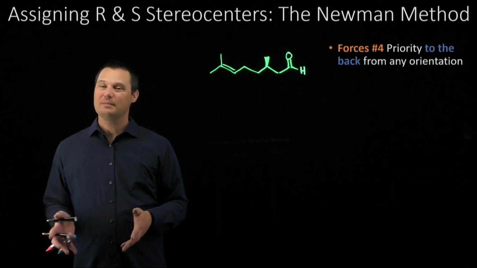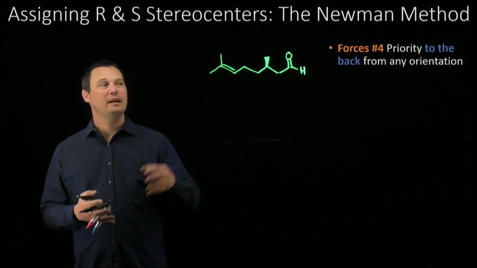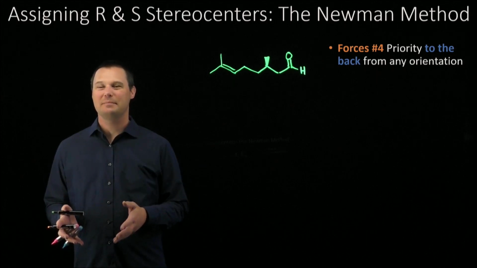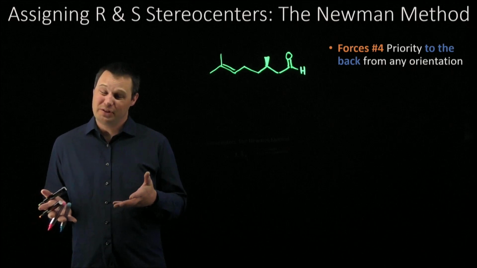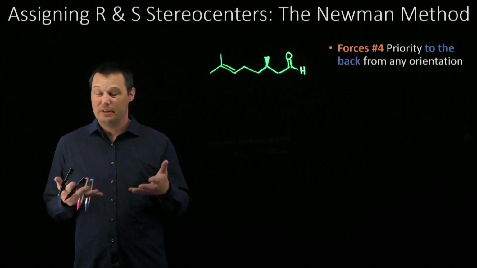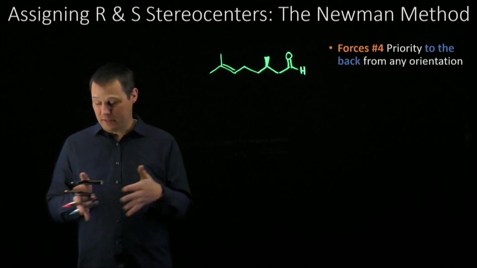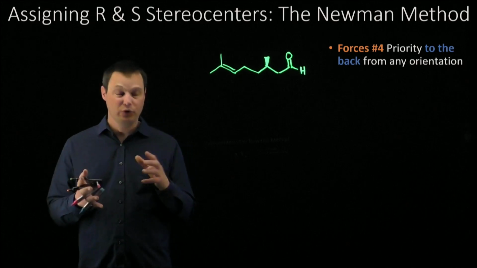Hey there, ninjas. This method is an alternative method for assigning R and S labels to stereocenters. This is a nice method to have in your pocket if Newman projections always just sort of clicked, if you did pretty well looking at the molecule from one side or the other and watching the wedge and the dash groups move around.